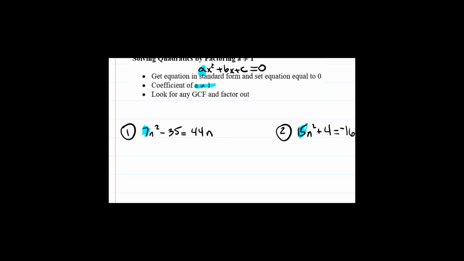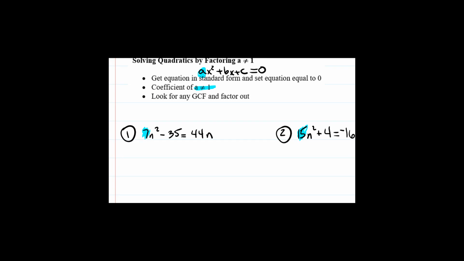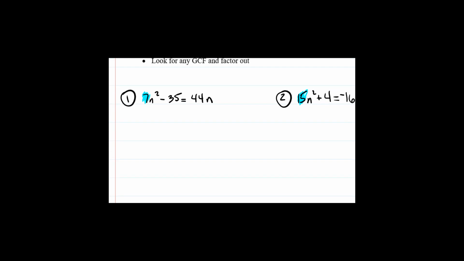We always want to get that first term, the a term, in our quadratic to be positive. So let's take a look at example number 1. Now there's no GCFs or anything to factor out as we move through this problem. Again, keeping everything nice, neat, and organized, move that 44 over, so we'll get 7n squared minus 44n minus 35 equals 0.